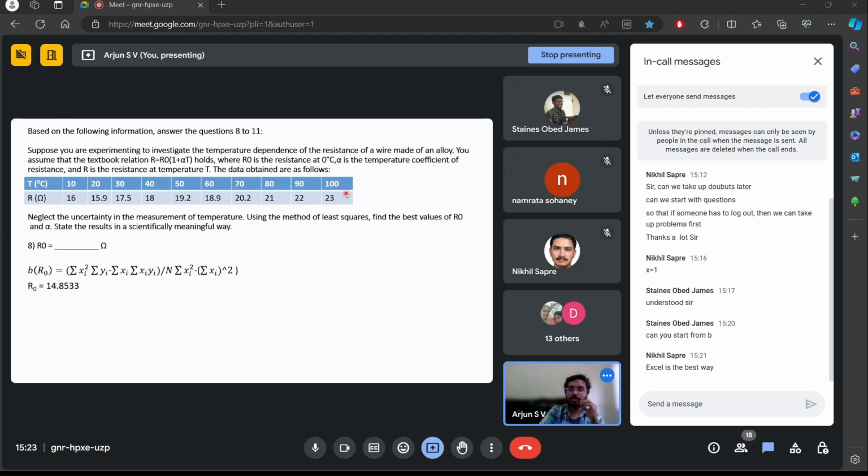If you keep doing that, you will get the r naught value as 14.8533, so the accepted range would be between 14.80 and 14.90. Does everyone get this?